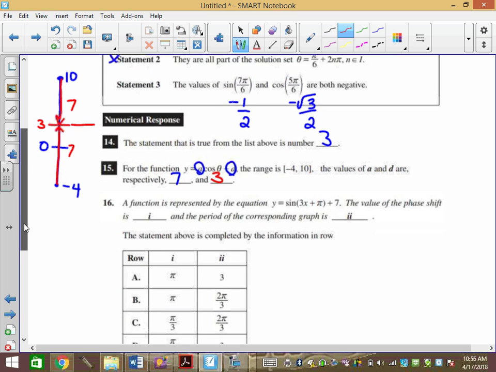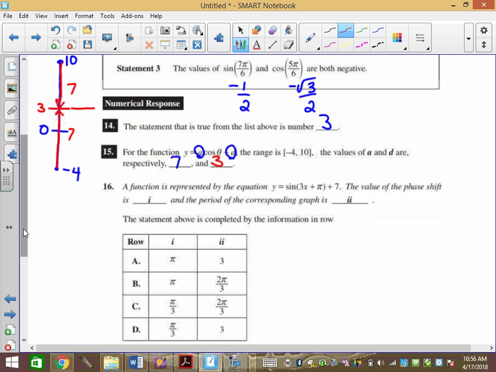A function is represented by the equation y equals sine 3x. I see this instantly. I'm going to write y equals sine 3x plus divided by... You have to remember to take that 3 out. Taking the 3 out is dividing by 3. The value of the phase shift is actually pi over 3.